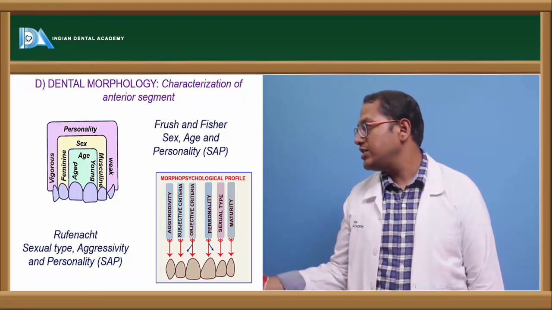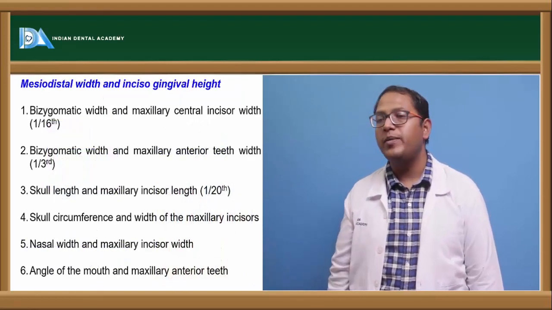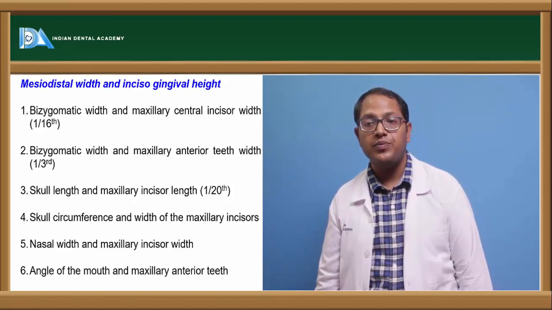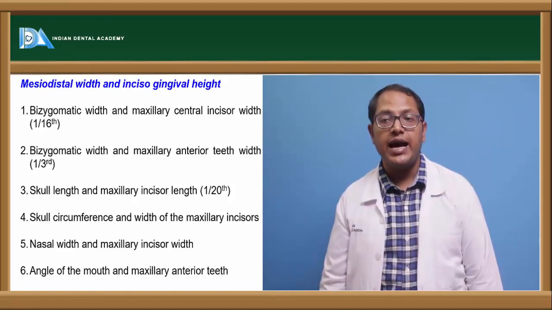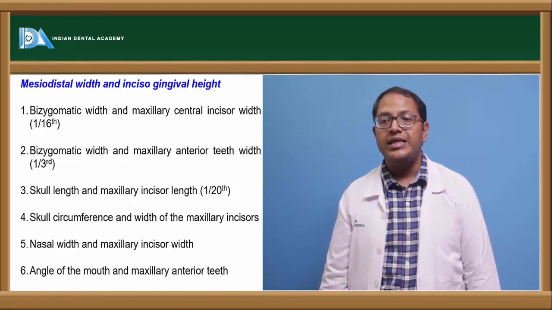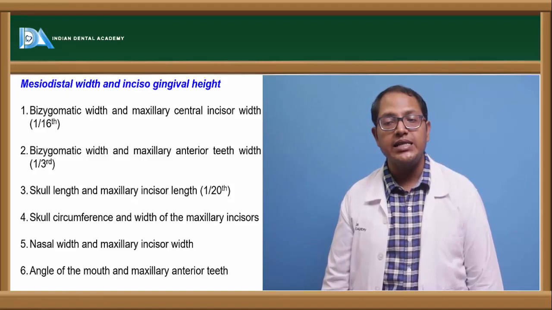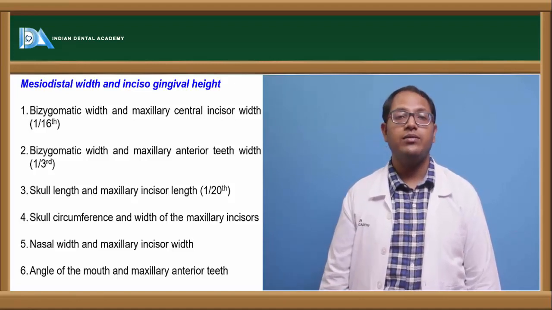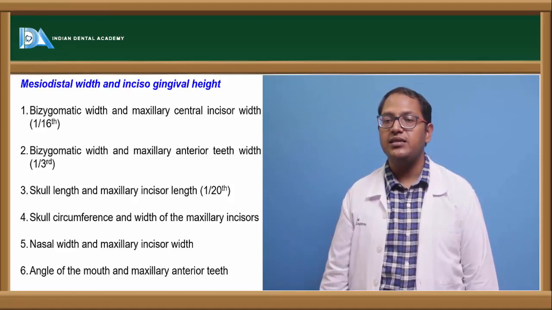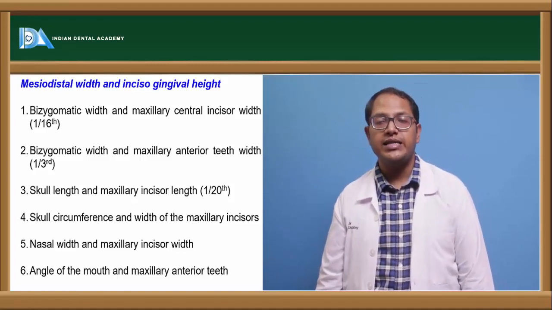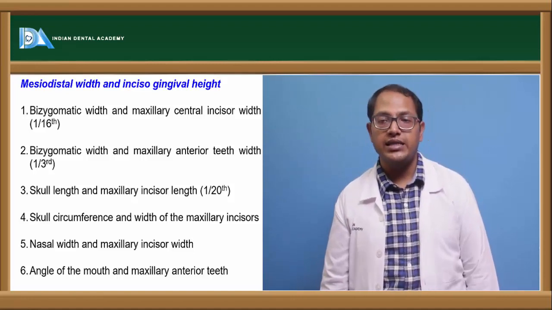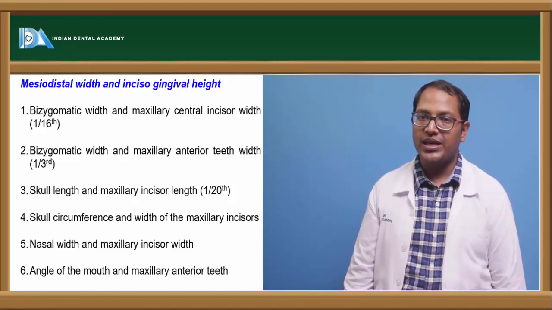Mesiodistal width and incisal-gingival width: bizygomatic width and maxillary central incisor width is 1/16, we know. Bizygomatic width and maxillary anterior teeth width is 1/3. The skull length and the maxillary incisor length, we know it is 1/20th. The skull circumference and the width of maxillary incisors. Nasal width and maxillary incisor width. Angle of the mouth and maxillary anterior teeth is also important for that.